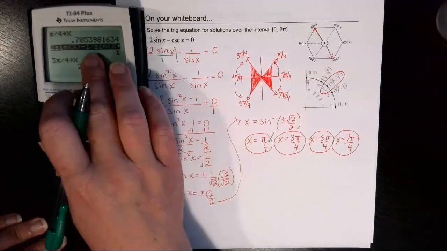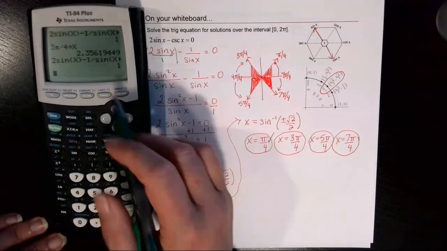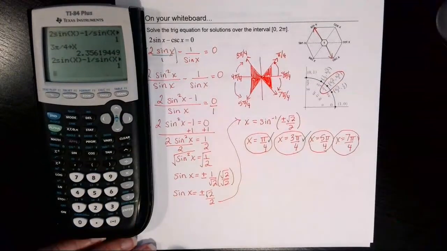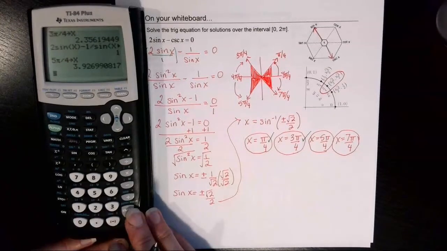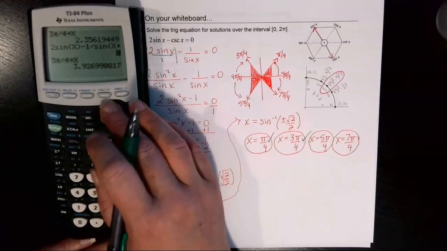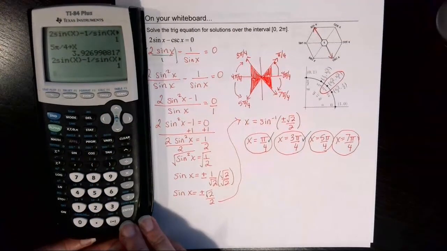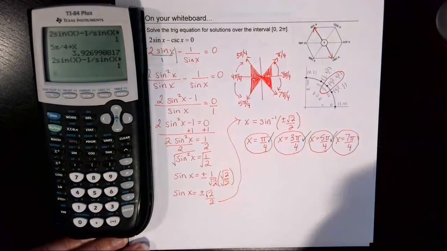Next, we're going to check the 3 pi over 4 by storing that as x, and then we're going to arrow up to where we typed in the equation and press enter to copy it down. Then we'll press enter, and again we get a 1, which means that 3 pi over 4 also checks. Okay, now we'll check 5 pi over 4 by storing that as x in the calculator, and we're going to arrow up to that equation again, press enter, and we get back a 1. So 5 pi over 4 also checks.